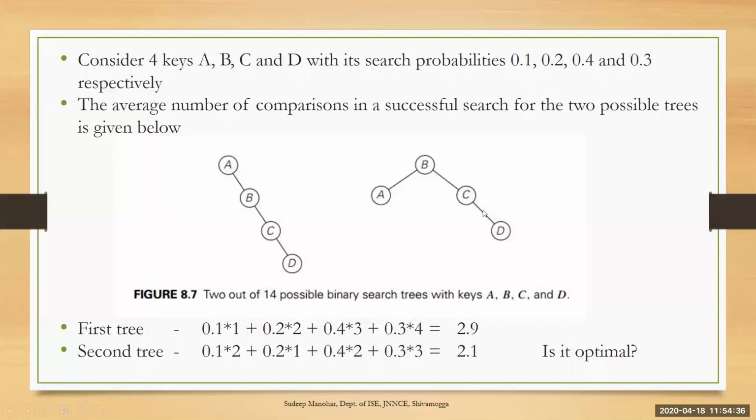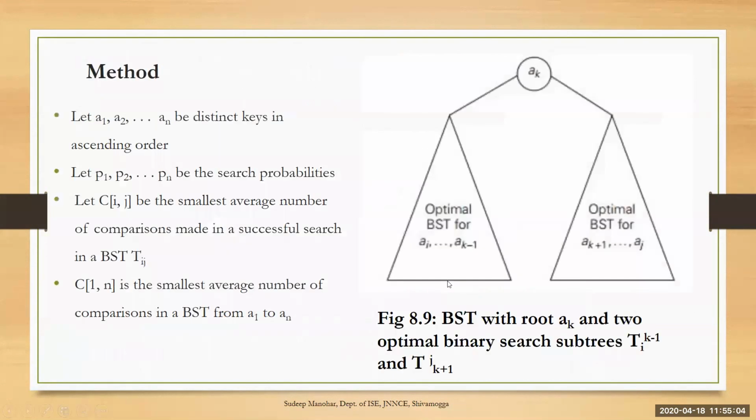If you observe this second diagram, root is B and lesser than root is A, and hence it has come to the left hand side. And the greater than B is C, hence it comes to the right hand side of B. And D is greater than C, hence it comes to the right hand side of C. It is the right child of C. So that means 14 different BSTs are possible using 4 nodes. Now, having this introduction, we will look at some description about the method, how it is done.